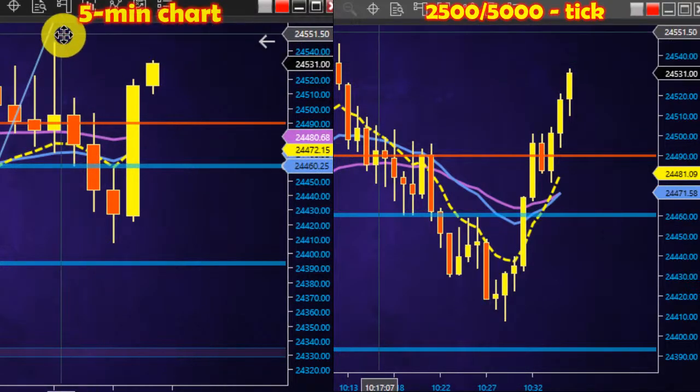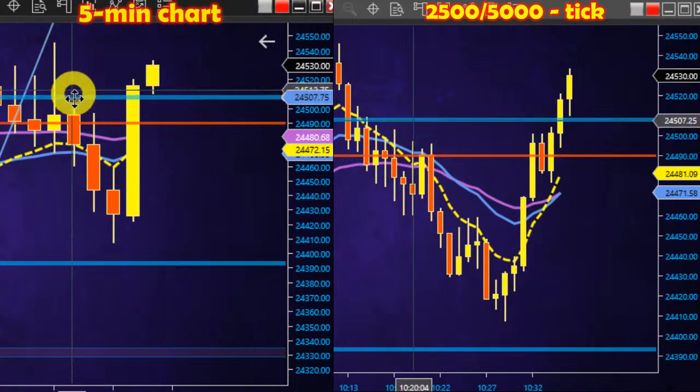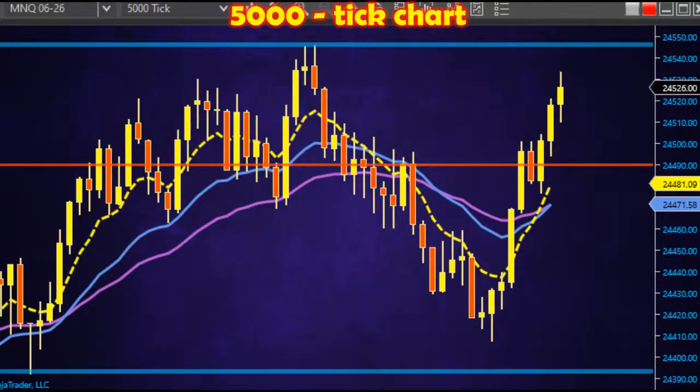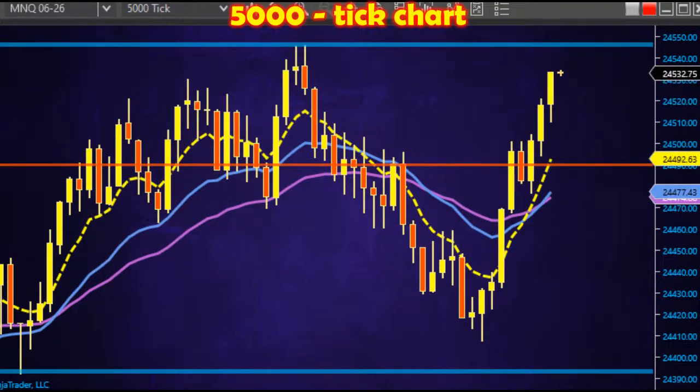There's a pivot level up here I'd like to see broken. Okay. There's a pivot level up there that I'd like to see. I don't want to take it long here. No, I don't. I don't want to just jump in it here. I want to see what it's going to do once it gets to that pivot.